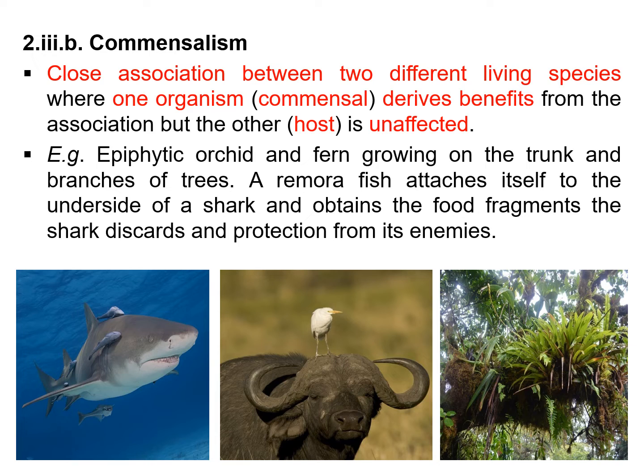An obvious example of commensalism is also living around us. You can see epiphytic orchids and ferns growing on the trunk and branches of trees, where these epiphytic orchids and ferns get a better space, a better reach to sunlight, because they grow on the trunk and branches of the tree.